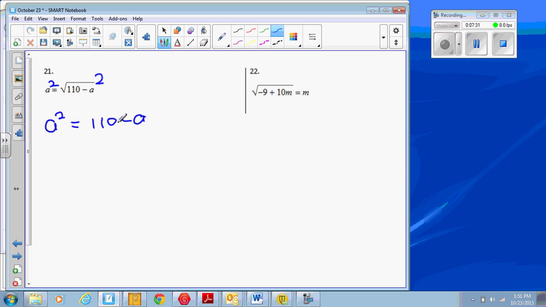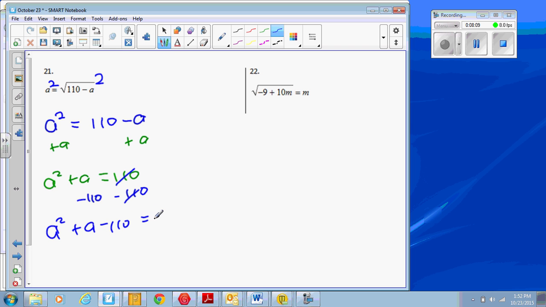And this, because it is squared, is what we call a quadratic equation. So to solve a quadratic equation, we want to set it equal to 0. So I'm going to go through a couple steps here. First, I'm going to add a to both sides. And I have a squared plus a. I can't combine that. It's not a to the third because we're not multiplying, we're adding. And that equals 110. And now I want to get rid of the 110 because I need one of the sides to be 0. So I'm going to, at this point, subtract 110. These cancel, and I have a squared plus a minus 110 equals 0.